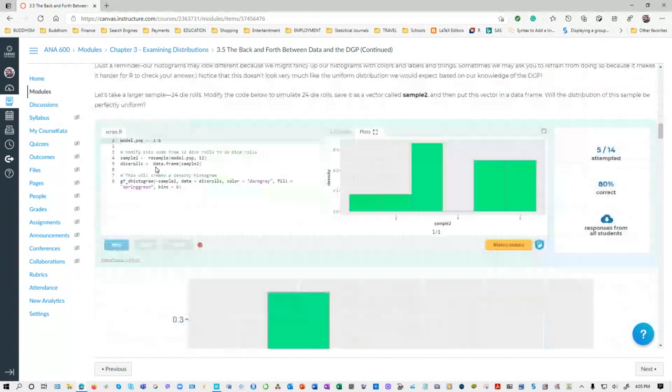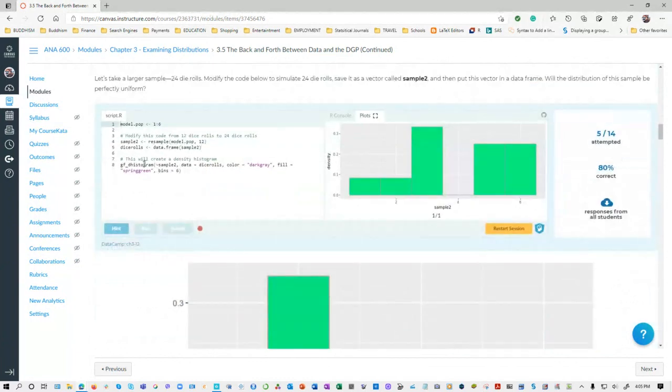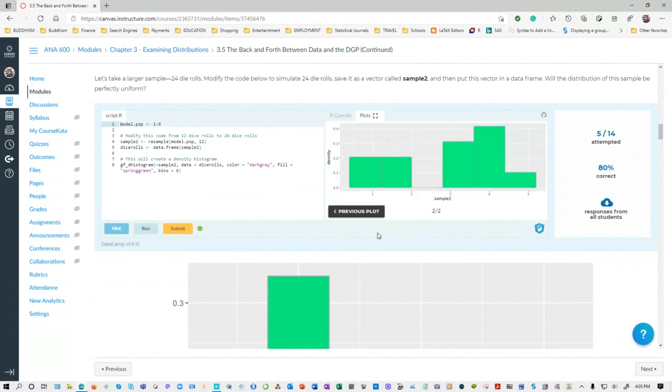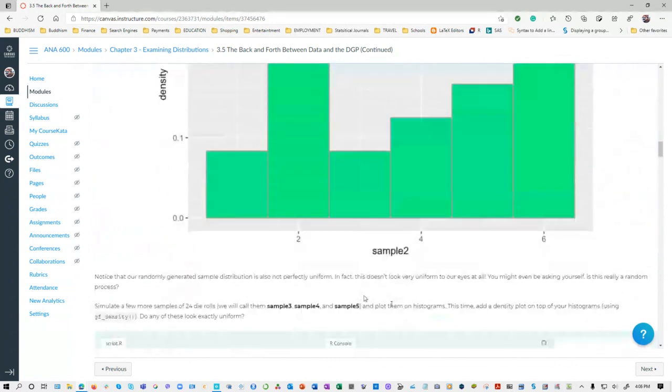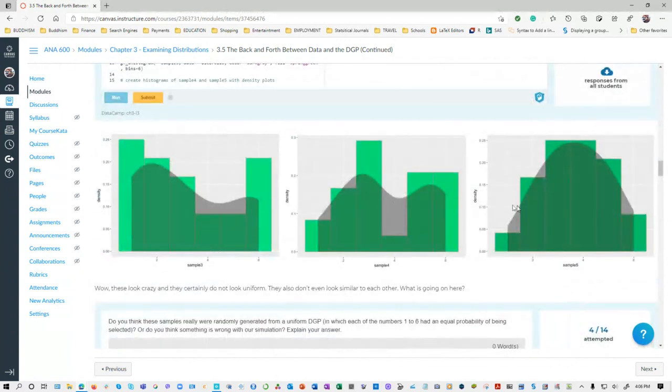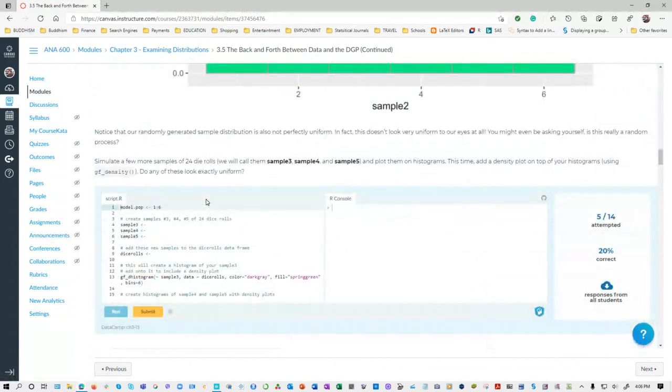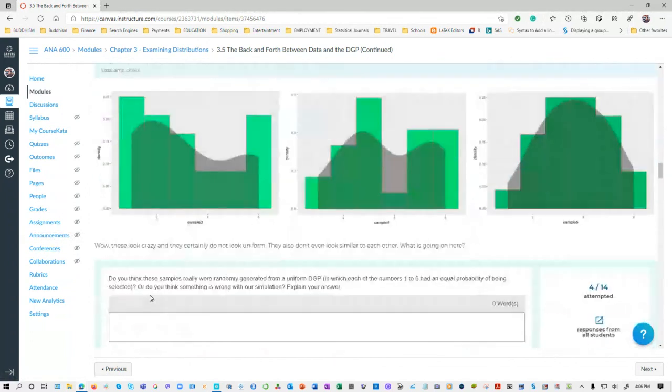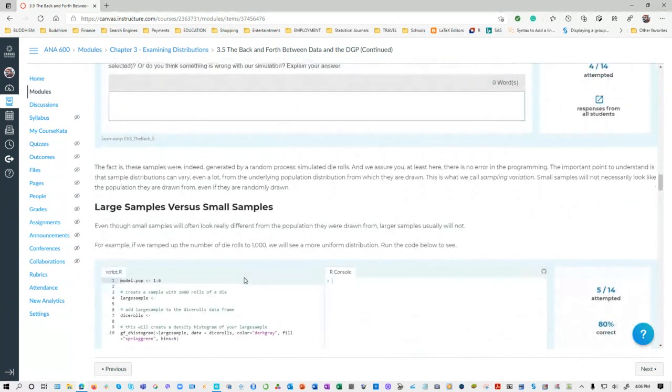Another one, dice rolls. This one is sample 2. If you keep doing this, you're going to get something like that, but not exactly like that. If you do it again, you're going to get a different one. Now what are you going to do? For each of these, you are trying to get the smooth curve. They don't look the same.